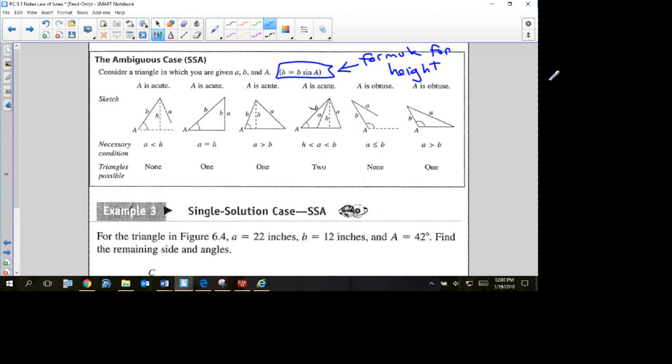You'll see that in the first 4 cases, the 1 angle that is given to us is acute. In the last 2 cases, the 1 angle given to us is obtuse. Now I'm saying it weird. I'm not saying angle A. I'm saying the 1 angle given to us.